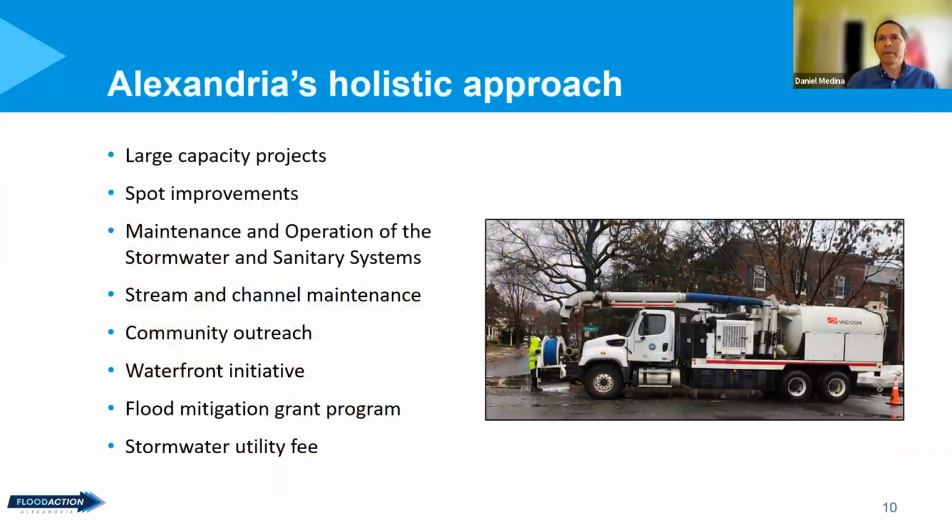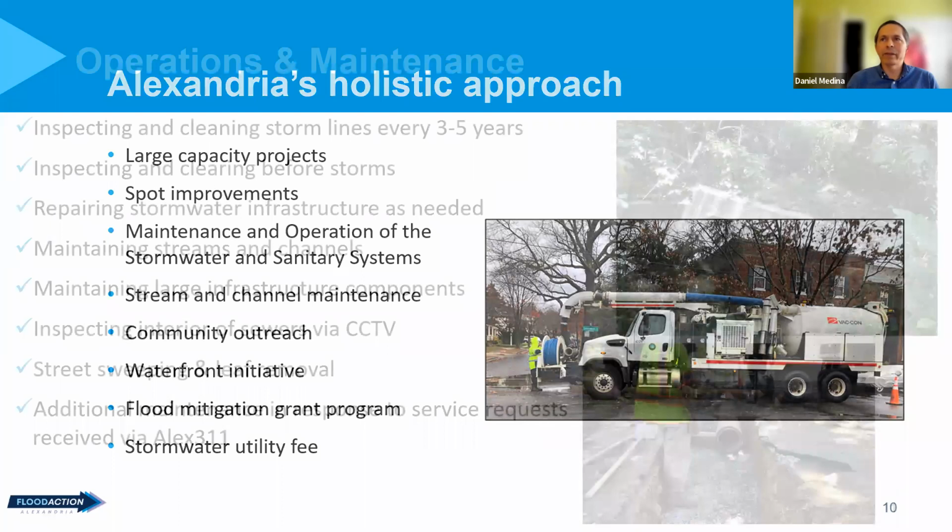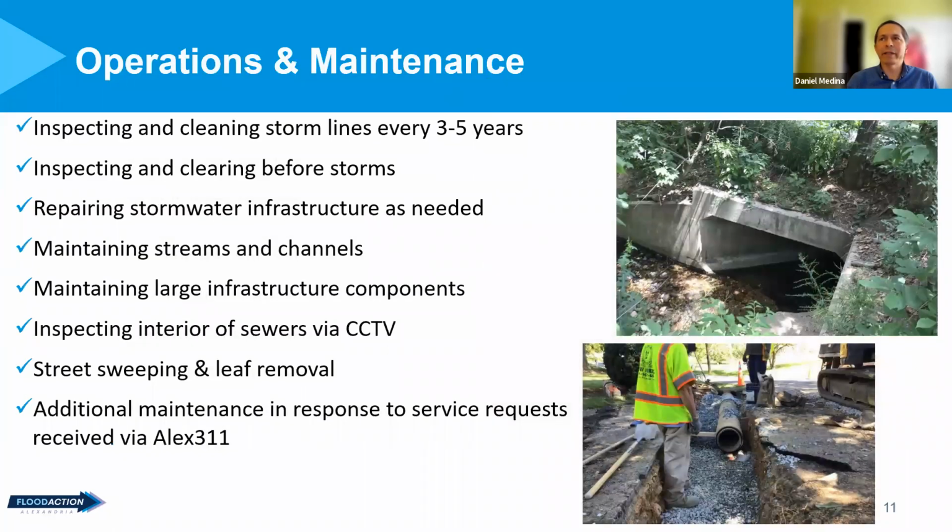The other piece is operation and maintenance of our stormwater system and our sanitary sewer systems. As I mentioned, sometimes these two are combined and they cause flooding to be also mixed with sewage, which is not a good idea, if you can imagine. So what we do is a number of things, and maintenance is very busy doing all kinds of work. For example, we inspect and clean the storm lines every 3 to 5 years.